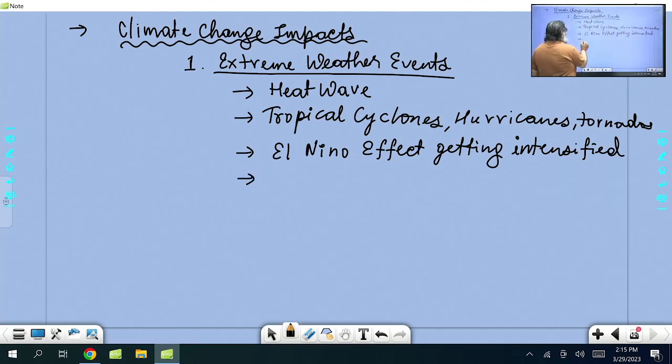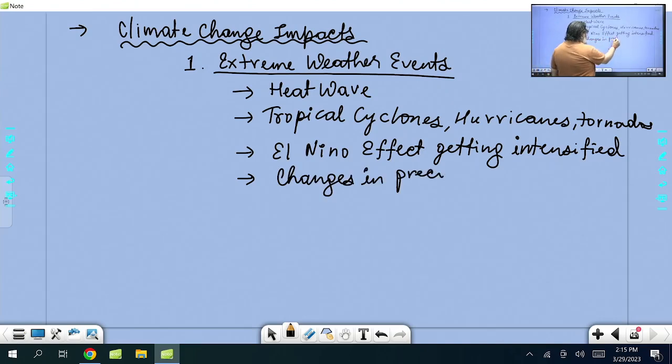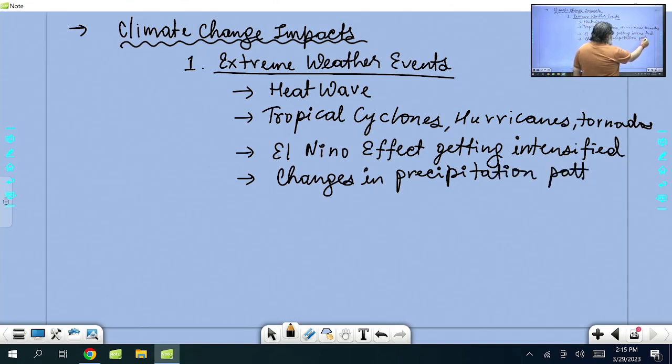And again, what is happening here? Changes in precipitation pattern, rainfall. अब जैसे इंडिया के केस में मानसून बेट गेटिंग इम्पैक्टेड, रेनफॉल पैटर्न गेटिंग इम्पैक्टेड. So temperature is rising every year and causing the problem there.